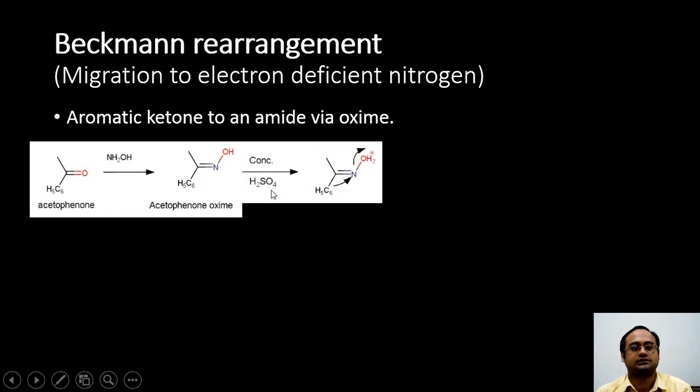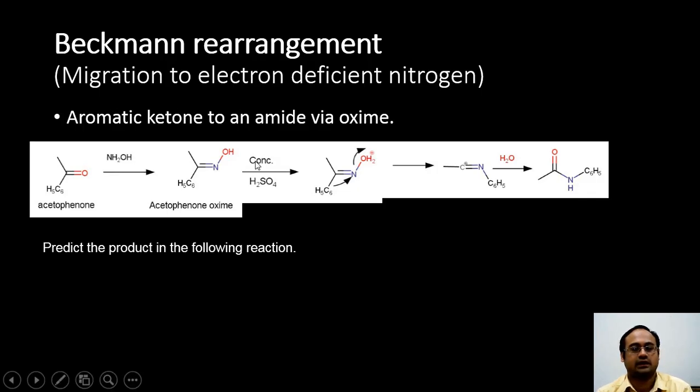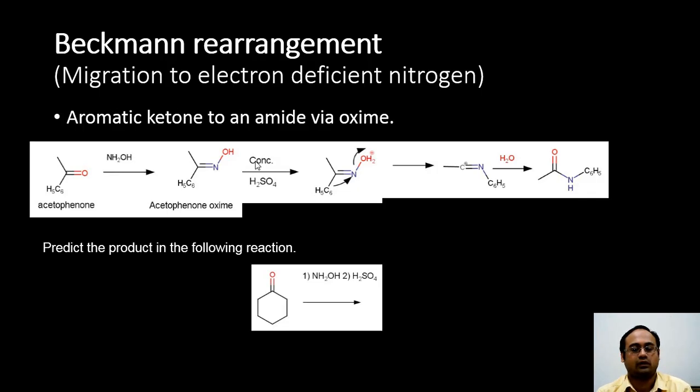Under strongly acidic condition, this oxygen is first protonated, so the bad leaving group is converted into a good leaving group, and that soon rearranges because the phenyl ring migrates onto the electron deficient nitrogen and the water molecule leaves, giving us this intermediate carbocation, which further reacts with a water molecule to form the rearranged amide. So using this mechanism and understanding, can you predict the product of the following reaction?